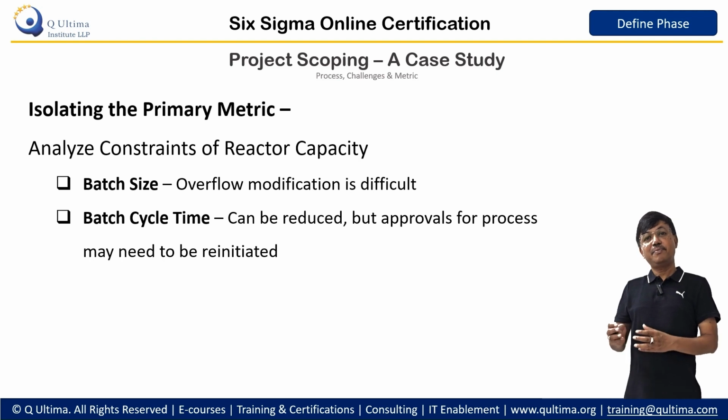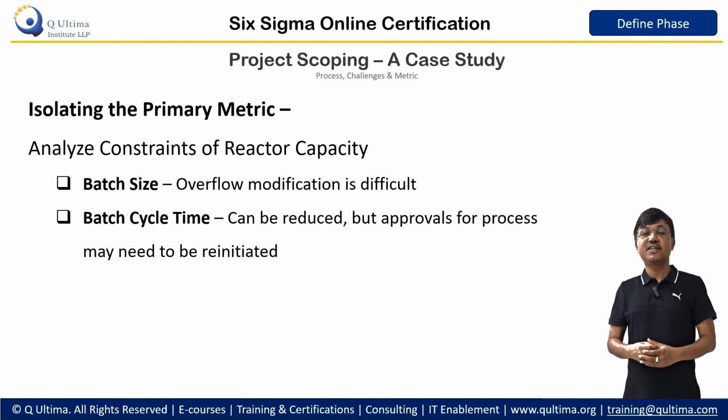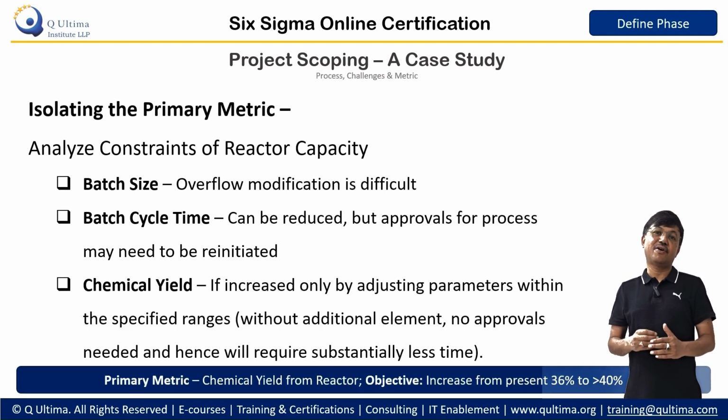But since this will be a process change, we will need an approval from the relevant authorities, and therefore we should also explore other options. We can also optimize the parameters within the given specified ranges and see if the yield can be improved, which is presently 36%. So this becomes the easiest and fastest way forward. So let us take it as our primary metric, which is improving yield from the present 36% to 40% as the project target by optimizing the parameters within the specified range.